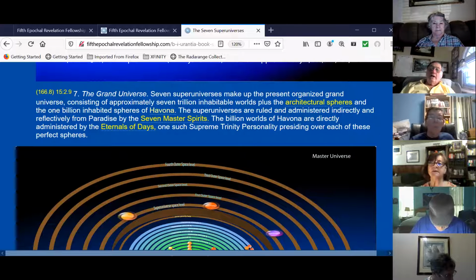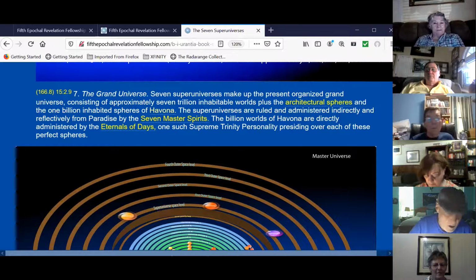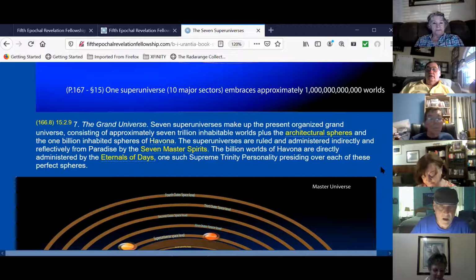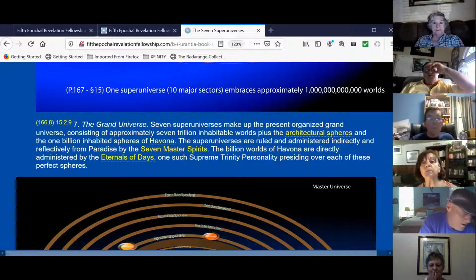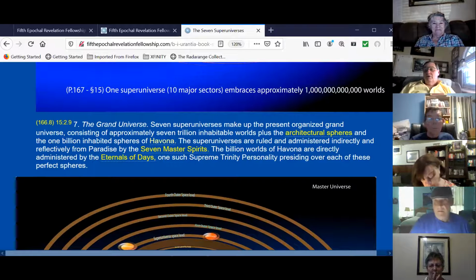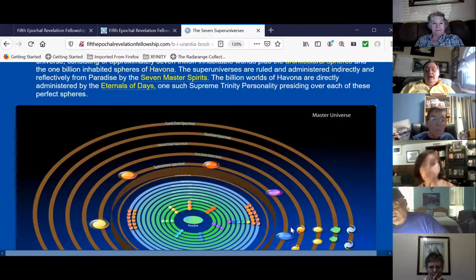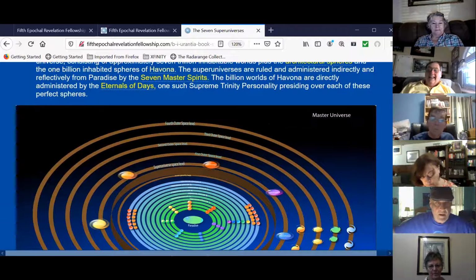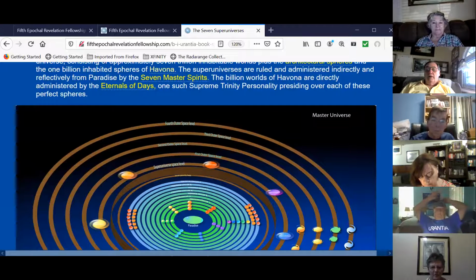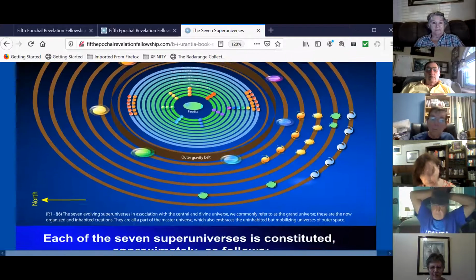Okay, so now we have a picture of the grand universe, right? And Rodney knows I try to swap out the grand and the master universe all the time, so y'all keep me straight here. The grand universe is everything before you get to the outer space levels. The master universe includes all that and the outer space levels. So that's the difference between the grand and the master universe, and that's why I put this picture back in here.